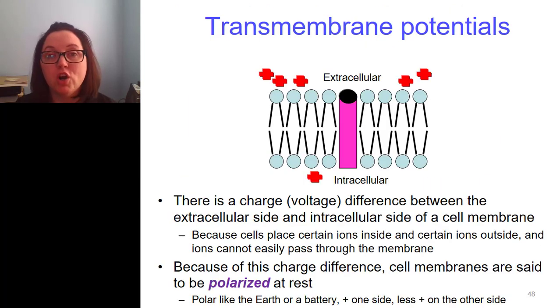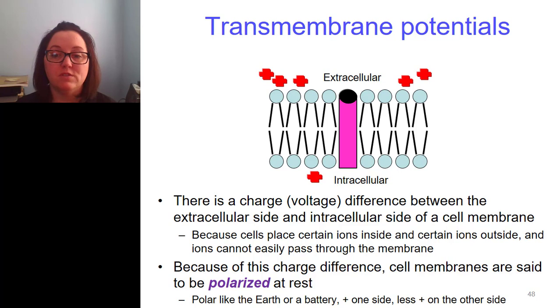So it turns out there's a charge or a voltage difference between the inside of a cell and the outside of the cell. One side of the cell membrane is positive and the other side of the cell membrane is less positive. The reason for this is because there's been a separation of ions across the cell membrane. Cells place certain ions outside and other ions inside, and the ions cannot easily cross the cell membrane. They're kind of stuck wherever we put them. So we end up with this voltage or charge difference between the inside and the outside of the cell.